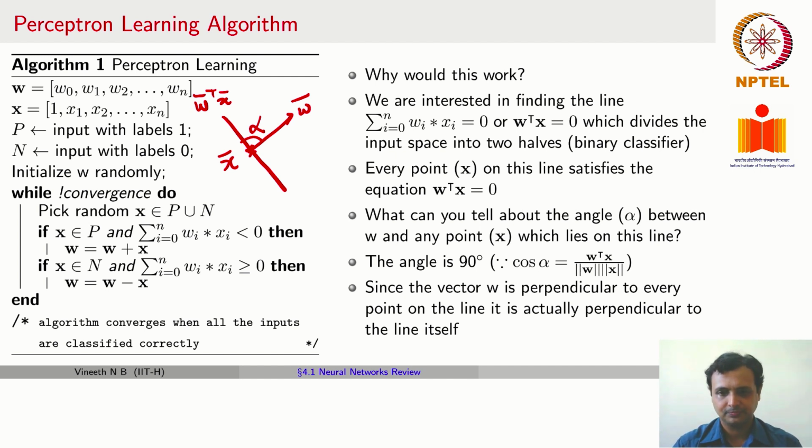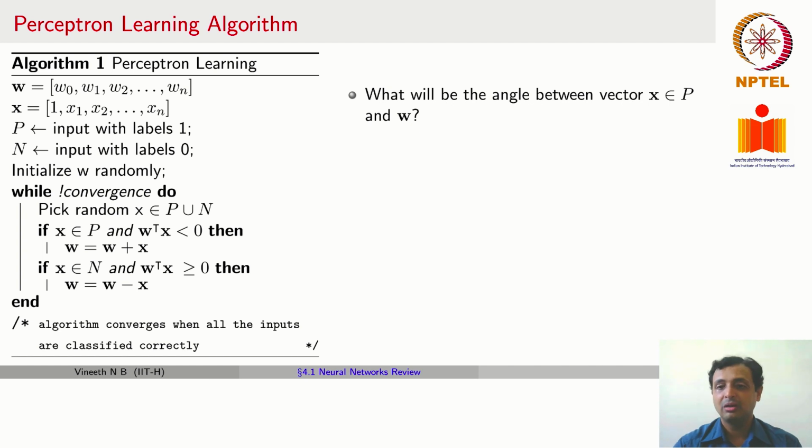Why does this matter? Now let's look at a point belonging to class P. Remember, this point does not lie on the line. You want it to lie on the side of the line where W transpose X is greater than or equal to 0. Because it belongs to the positive class, you want your perceptron to classify this point correctly, which means the perceptron should give you a value greater than or equal to 0. Let's see what it would be.